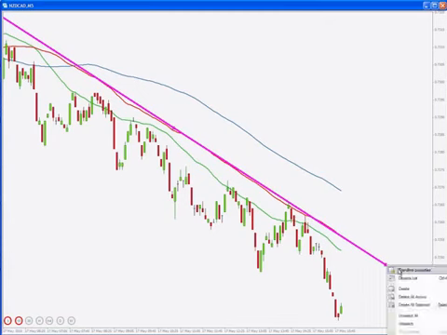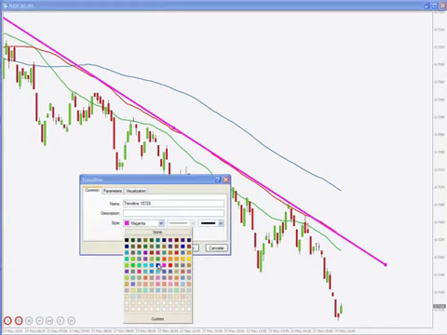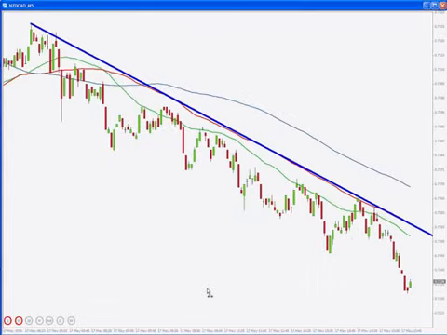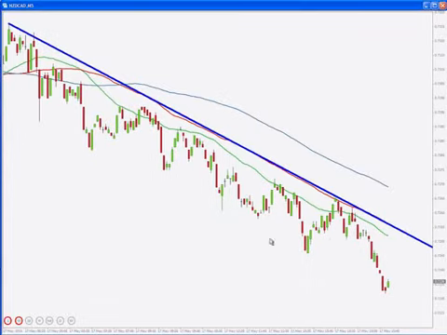I don't like the pink color, so just give me a second. Let's mark it in blue. All right, that's our trend line in there. What about a counter trend line? There's no counter trend line I can really use.